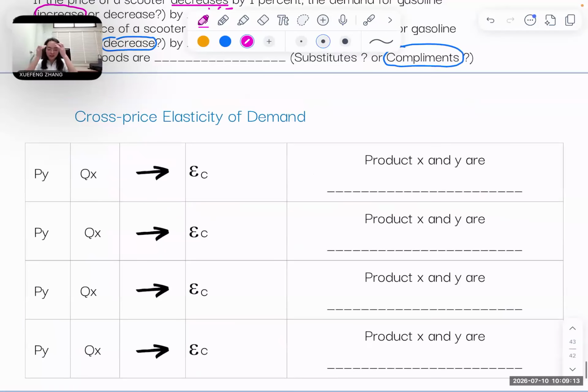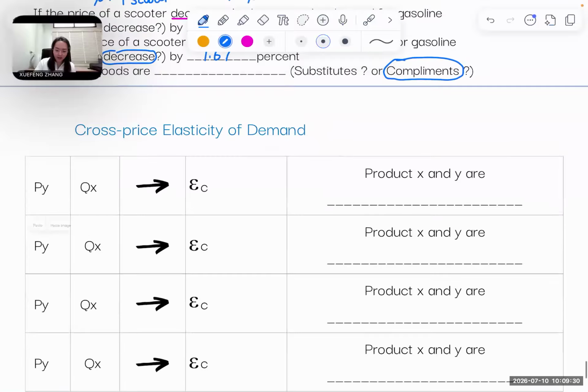Okay, the last slide of chapter 2. Let's practice reading the sign, okay, using this table. Same logic as before. For each row, PY means price of Y. Okay, so here we have goods X and Y.